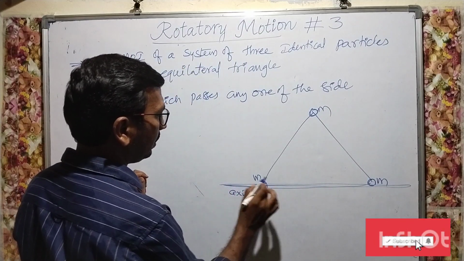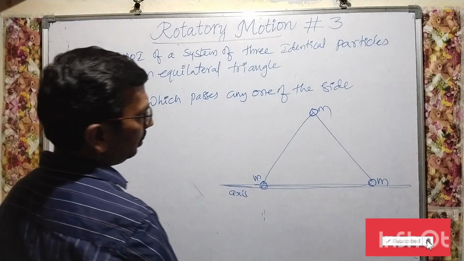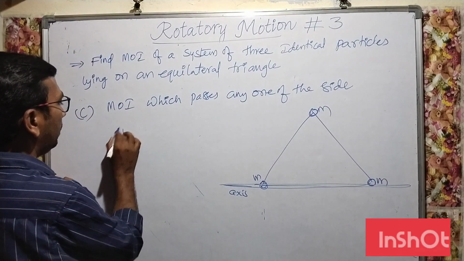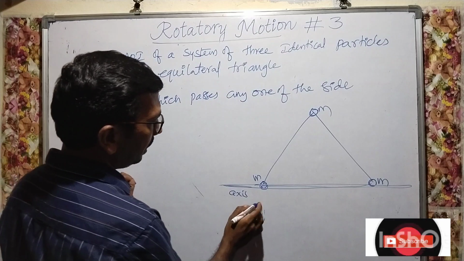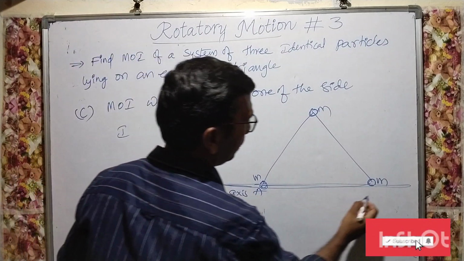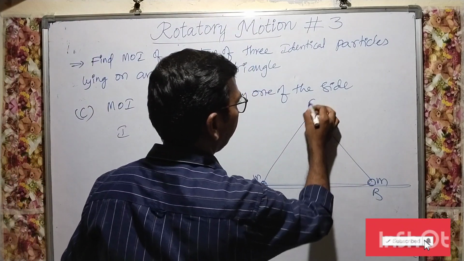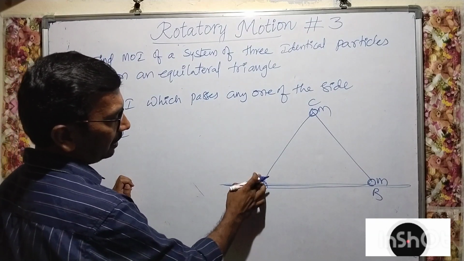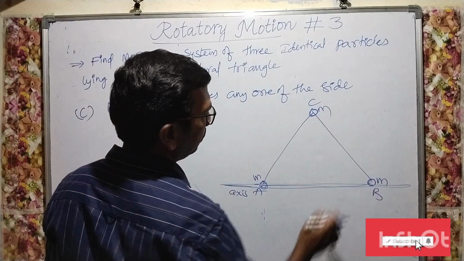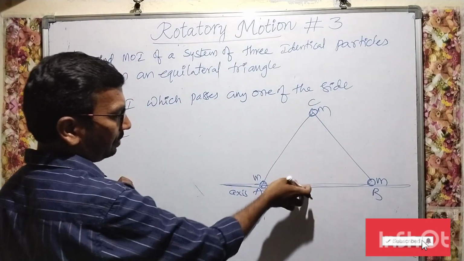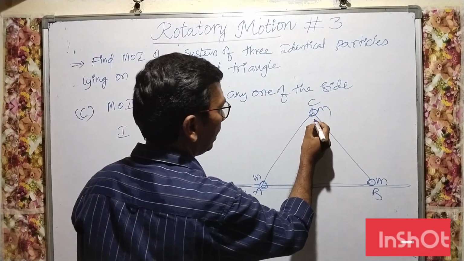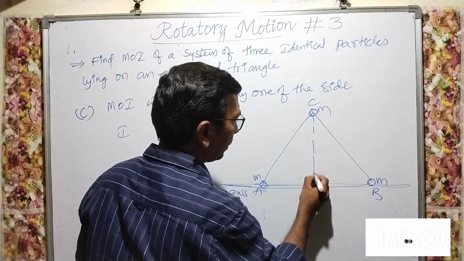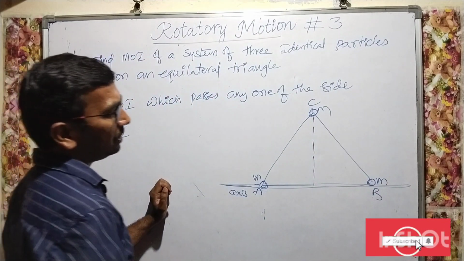So this is the axis now. So now you can find out I here. For moment of inertia, this is point A, this is B, this one is C. Here the moment of inertia for particle A is 0, for particle B also 0. For particle C, you can find out the perpendicular distance.